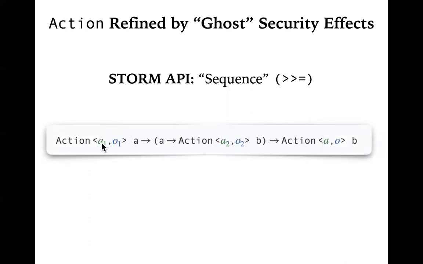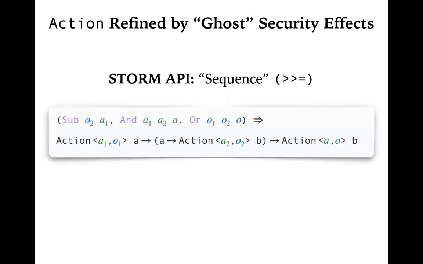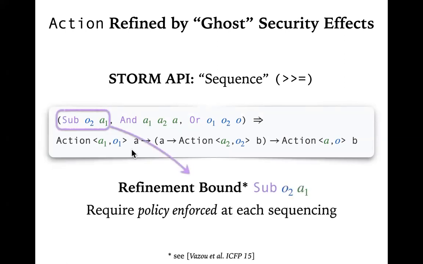Okay, so the first action has authorizees A1 and observers O1. The second action has A2 and O2. The resulting action has authorizees A and observers O, where, and this is the composition, the following constraints hold between O2, A1, A2, and so on. Let's look at it. The first bound says that O2 must be a subset of A1. It's exactly that thing I showed you earlier. The observers of the second action must be contained inside the authorizees of the first. So you can write this as a Horn clause. Basically, it says O2 implies A1.